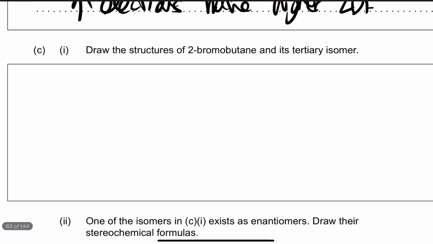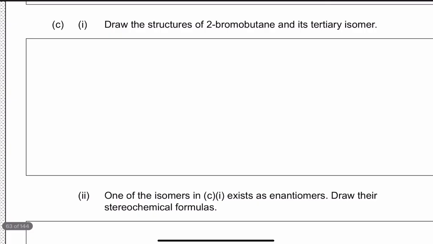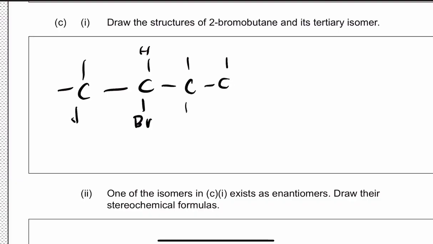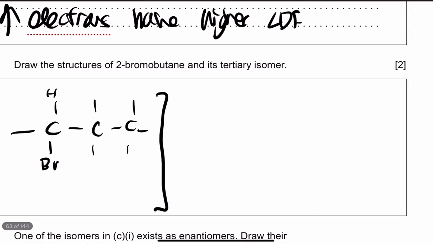Okay, 2-bromobutane. So this is the 2, and then we have our butane, so this will be a CH3. I won't draw the hydrogens just for the sake of simplicity. Br, so that's our 2-bromo, and then butane, so this will be a CH2, this will be a CH3. So that's our 2-bromobutane, and then the tertiary isomer.